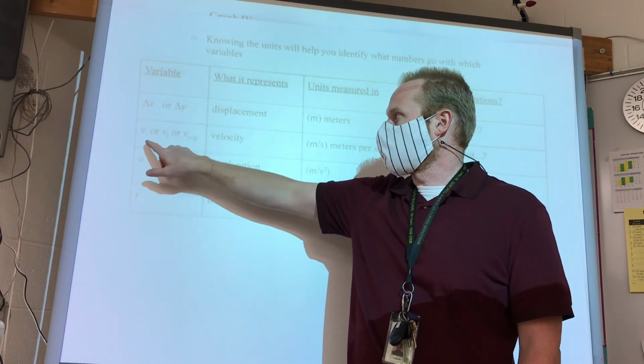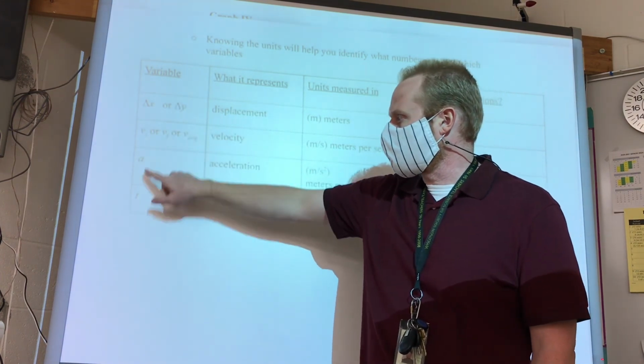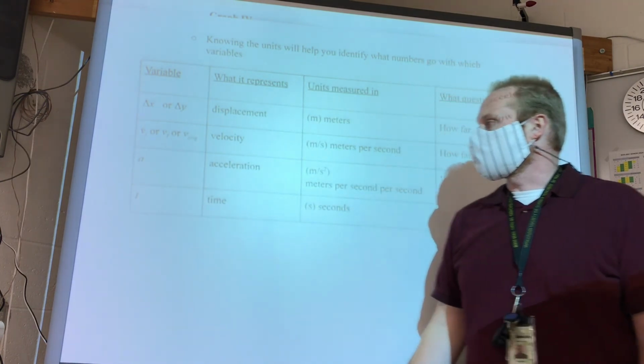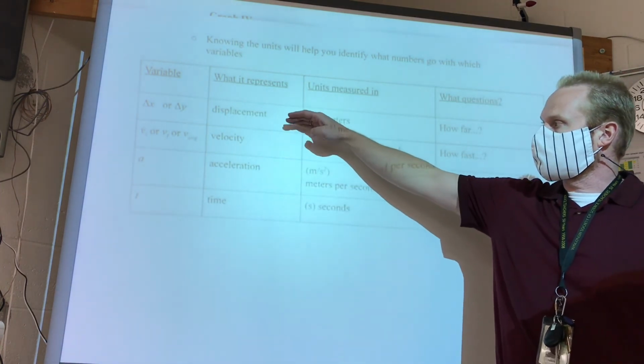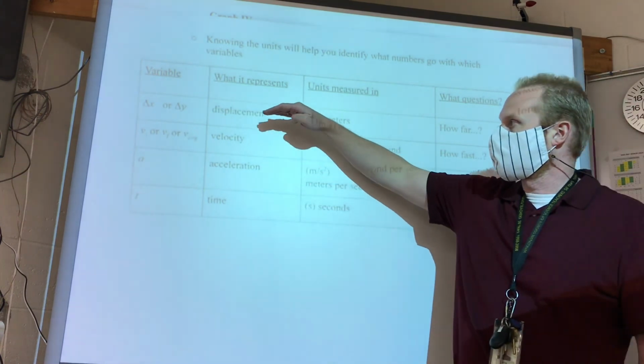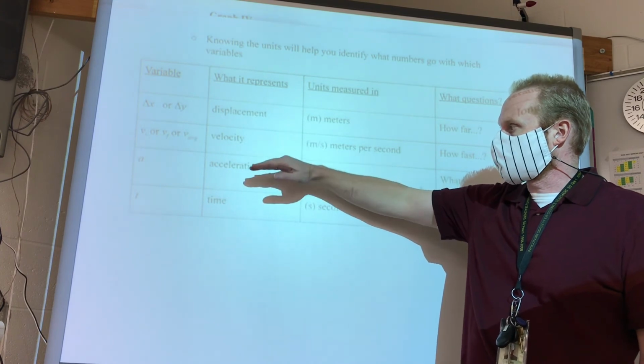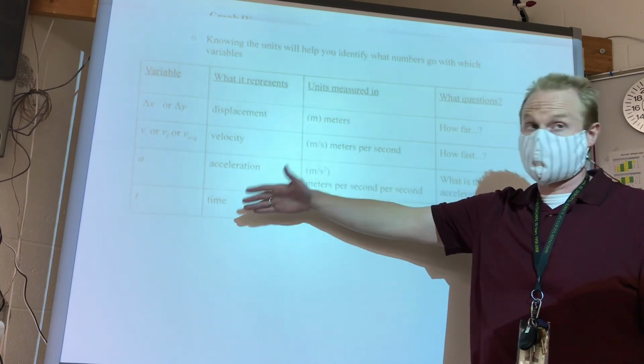Delta x or delta y, I'll come back to the delta y. Vi, Vf, V average, a, and t. So what the heck do these all mean? Well, delta x is displacement, then velocity, acceleration, and time. Those are really the 4 things. Displacement is a vector quantity, so it has a direction. Velocity is a vector, acceleration is a vector with a direction. Time is a scalar, no direction.